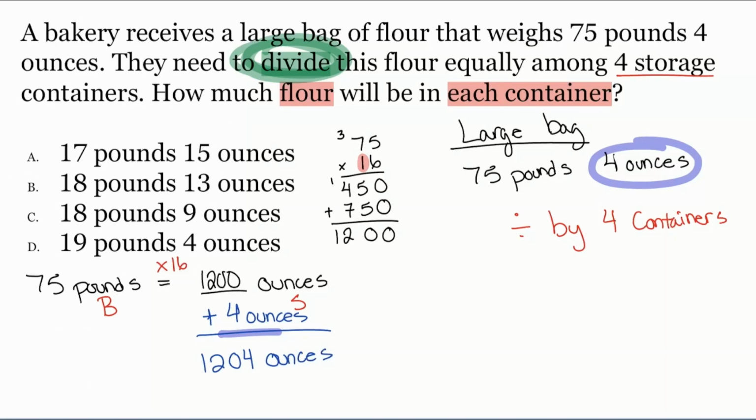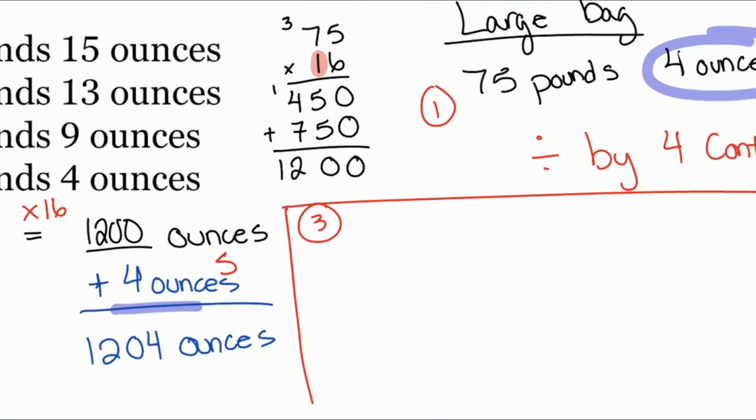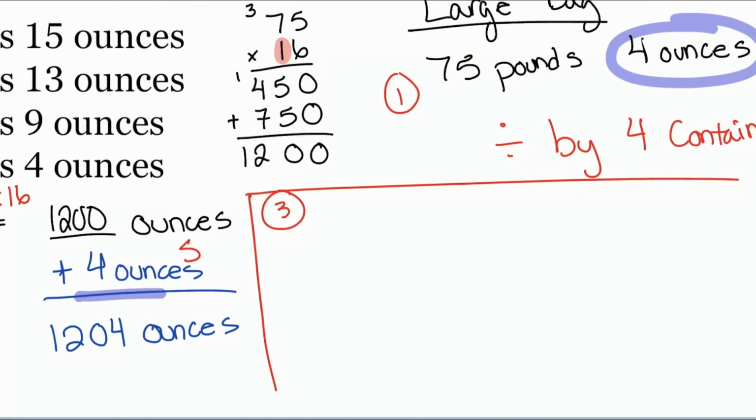All right, everybody. Now that we're here, 1,204 ounces. What did we say we needed to do with this huge bag of flour again? We're going to be splitting it up equally amongst those 4 storage containers. So let's take that next step. Let me just highlight the steps that we have right now. So this is step 1, step 2. Now let's go ahead and move it over here to step 3. Step 3, we're going to divide the 1,204 by 4.